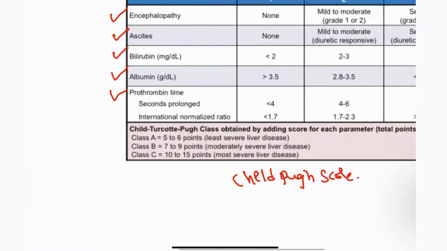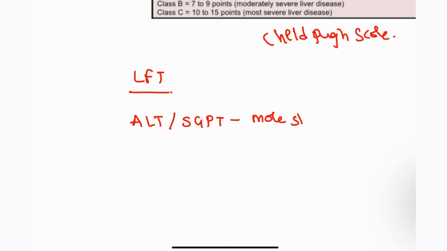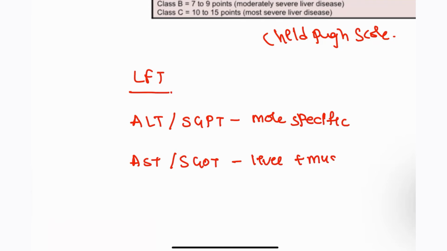Next, coming to the liver function tests. First, ALT, which is also known as SGPT. This is more specific for the liver. Next, AST, this is the SGOT. This is for the liver, but at the same time it is also seen in the muscles.